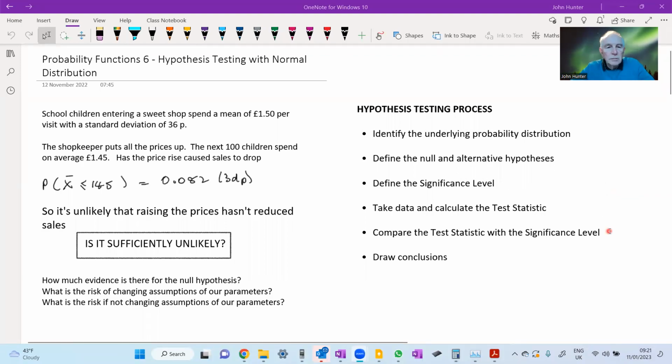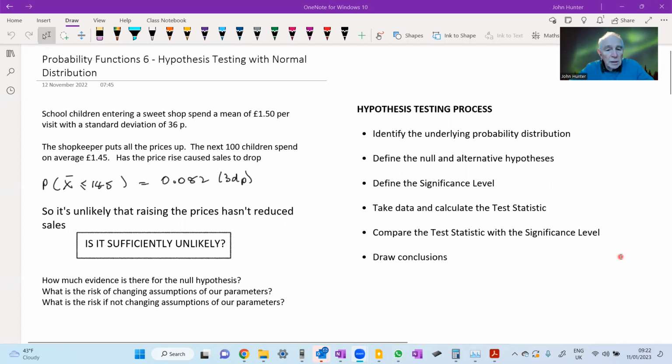Right, welcome to video 6 in probability functions. This is on hypothesis testing with a normal distribution. This topic is often portrayed as being something really awful and beastly, but in actual fact, it's not as bad as it's portrayed. If you understand the normal distribution and how to use it, then really all it's doing is applying a little bit of structure as to how we apply it. So really it's nothing to be feared.